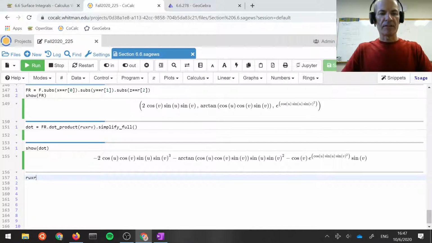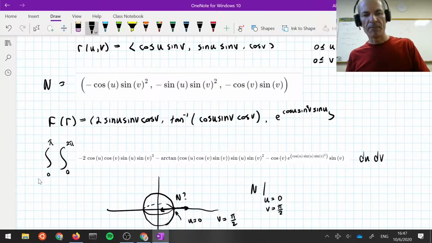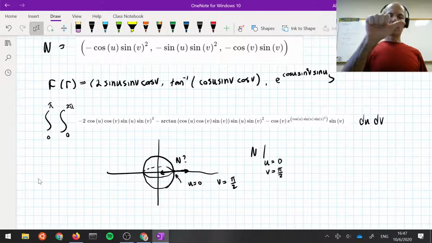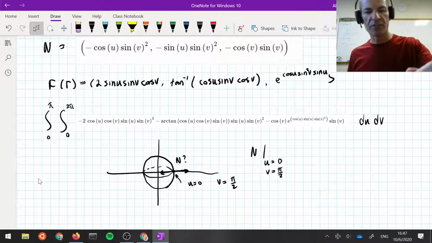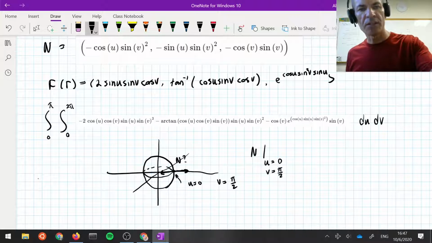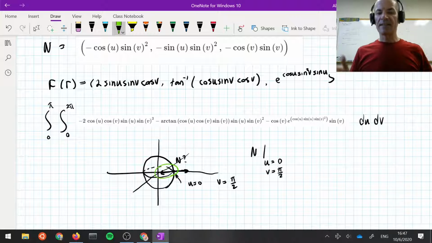r_u cross r_v subs, and let u equals 0. And then let's also substitute v equals pi over 2. And we get the vector negative 1, 0, 0. Negative 1, 0, 0 is pointing along the negative x direction, right? So it turns out that we're dealing with this vector right here. That's the n that we're getting. That's inward.